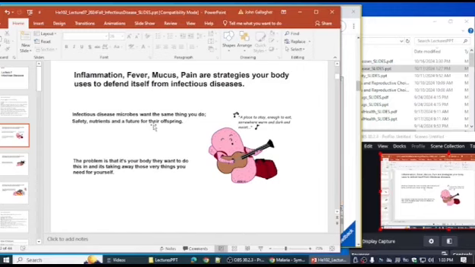Actually, way more times than not, I can't really think of a time where it does, the infectious organism does not do this to you. It's what your body does to itself. It's a defense mechanism. Redness, pain, fever, mucus, and swelling, these are all defense mechanisms, and this is how it works.